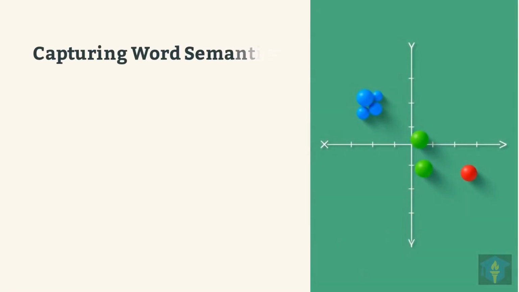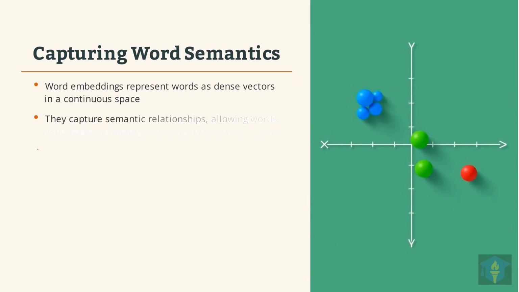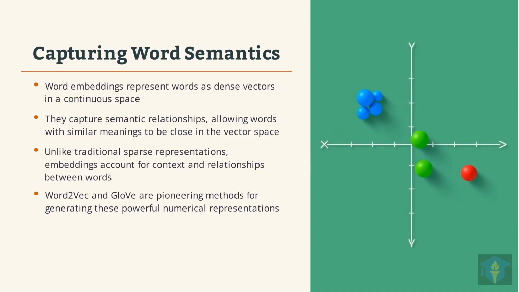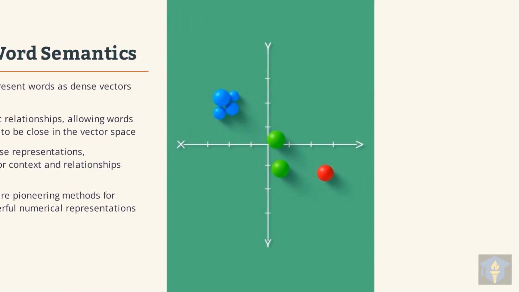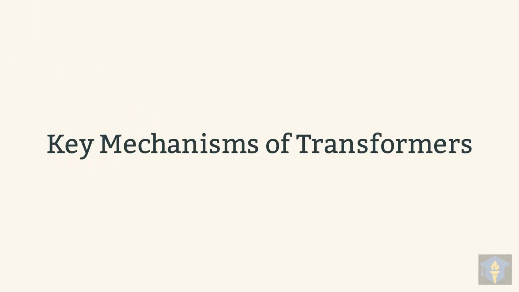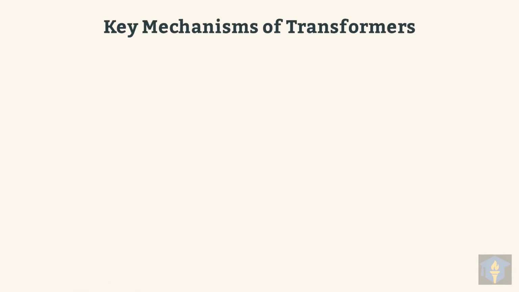Today, we'll compare Word2Vec and GloVe, two prominent methods for creating meaningful word embeddings. These are different approaches that transform words into dense numerical vectors, capturing their semantic relationships. Let's now explore how BERT, a powerful transformer model, actually processes language to understand meaning.